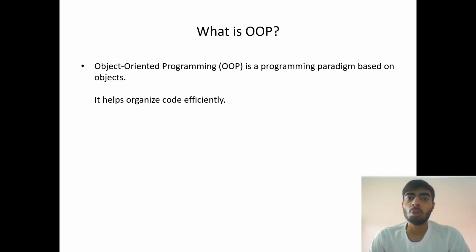Object-oriented programming, or OOPS, is a programming approach that is based on objects. An object represents a real-world entity such as a student, a car, or a mobile phone. Instead of writing everything in one place, OOPS organizes related data and functions together. This makes programs more structured, reusable, and easier to understand. Many modern programming languages, including Python, Java, and C++, support object-oriented programming.